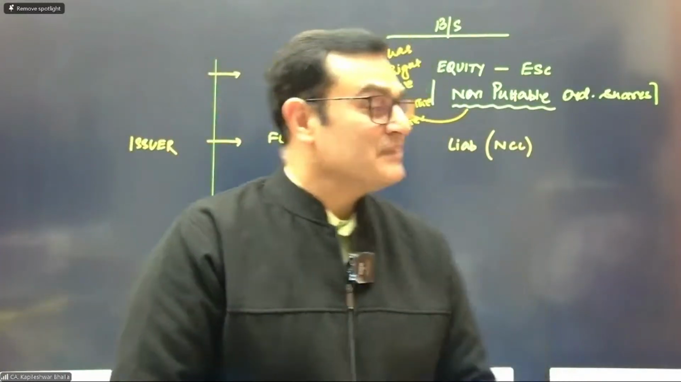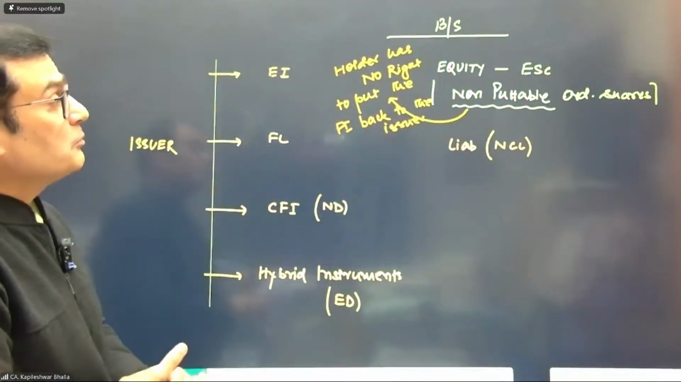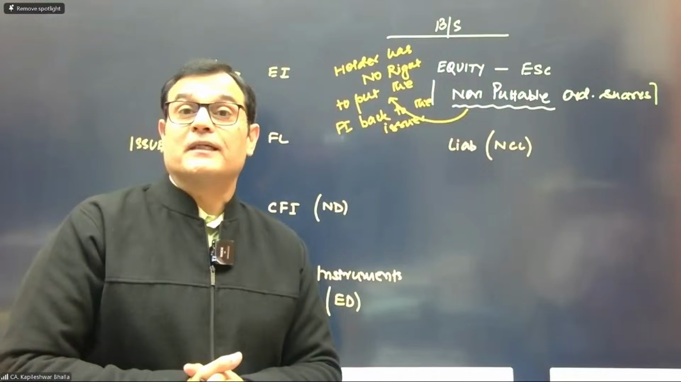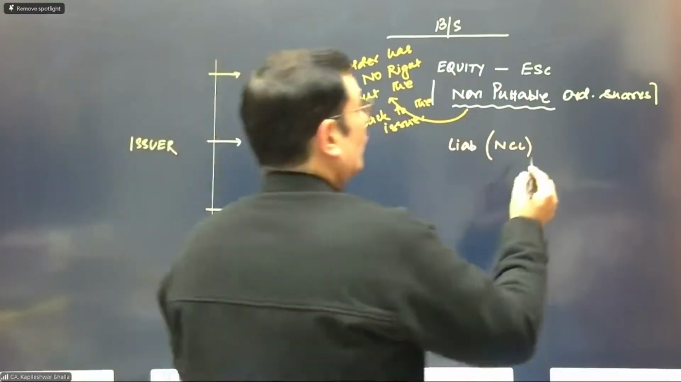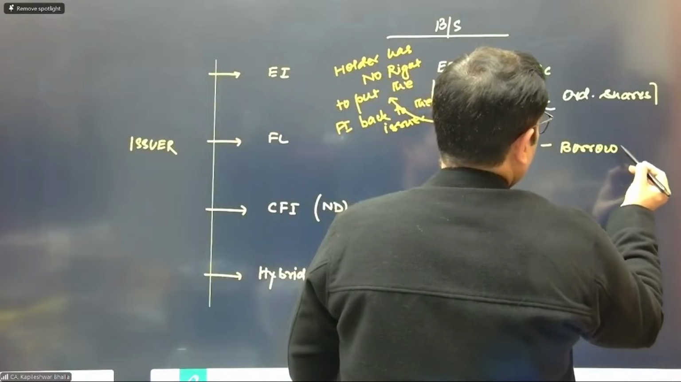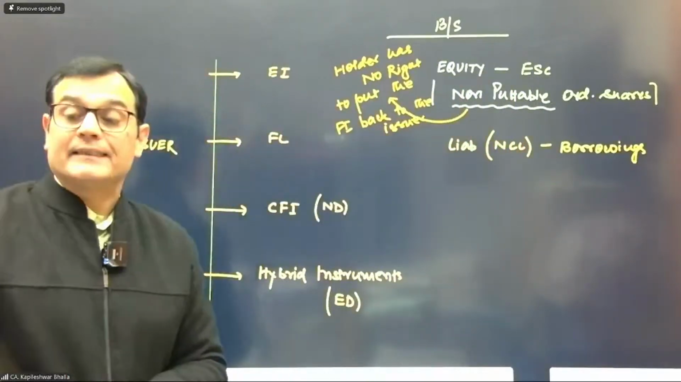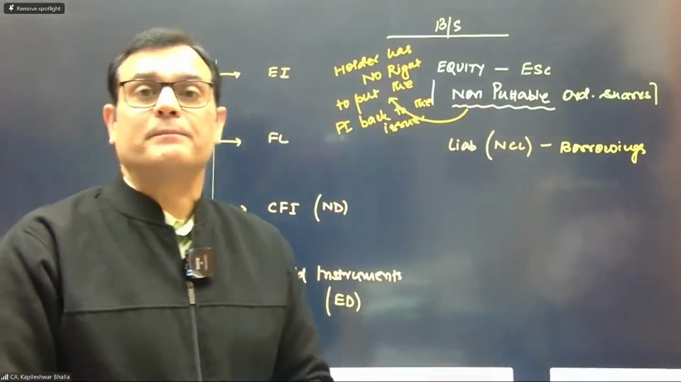Okay, so when you're looking at a financial liability, these are to be presented in the balance sheet of the company as a liability, non-current liabilities, and they would be appearing in the balance sheet of the company as borrowings. So they would be non-current in nature and they would be appearing as borrowings in the balance sheet of the company.